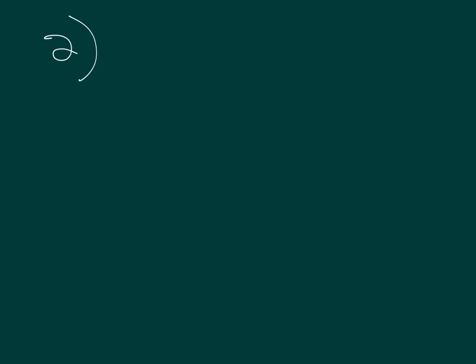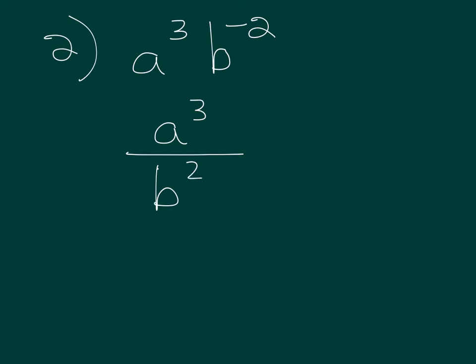All right, so if I have a to the third, b to the negative second. I'm going to draw my one fraction bar, and we're going to decide what goes on the top and what goes on the bottom. A to the third is going to stay on top because it has a positive exponent, and b to the negative second is going to go to the bottom, because negative exponents switch places, positive exponents stay on top, or stay where they're at, sorry. And my answer is a to the third over b to the second.